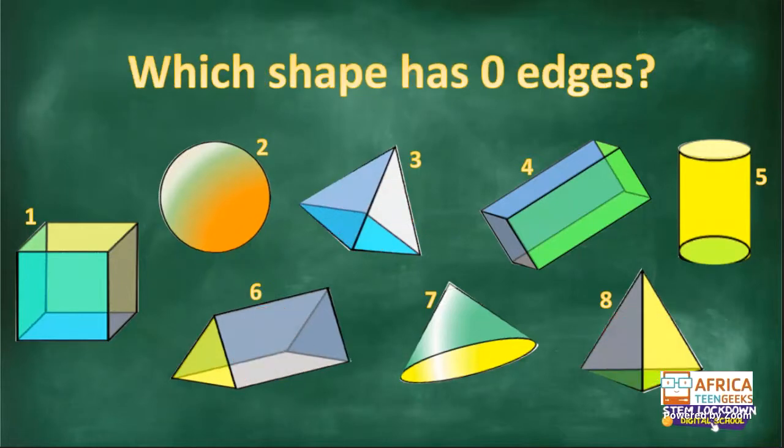Which shape has 0 edges? Quickly, who's first? There we go. Neo is the first one. The answer is a sphere. Neo, I said if there's only one answer, you will get 2 points. So Neo, you get 2 points for this one.